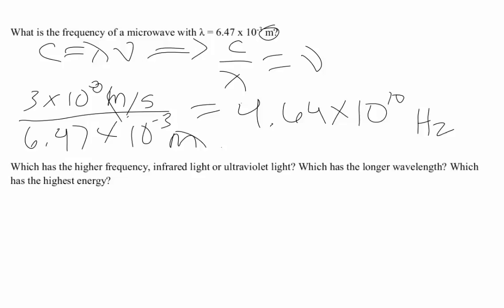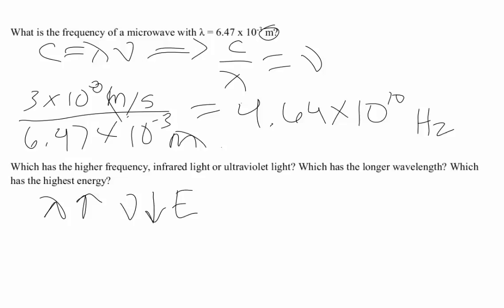We know that as wavelength increases, frequency decreases. And energy is directly proportional to frequency. So that means as one goes down, the other goes down.